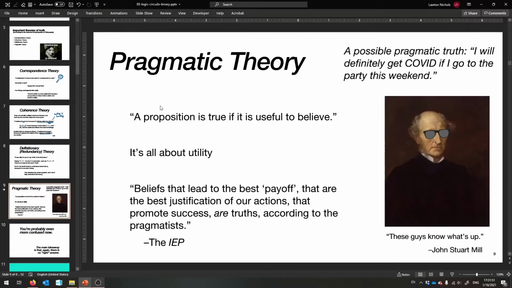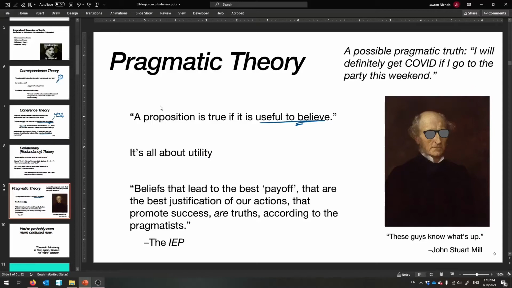Okay, so the pragmatic theorists of truth define truth to mean that something's true if it's useful to believe. Oh man, that's not a good thing sometimes. Okay, so to them it's all about utility, and our boy John Stuart Mill is quite happy with this definition of truth, I would think.